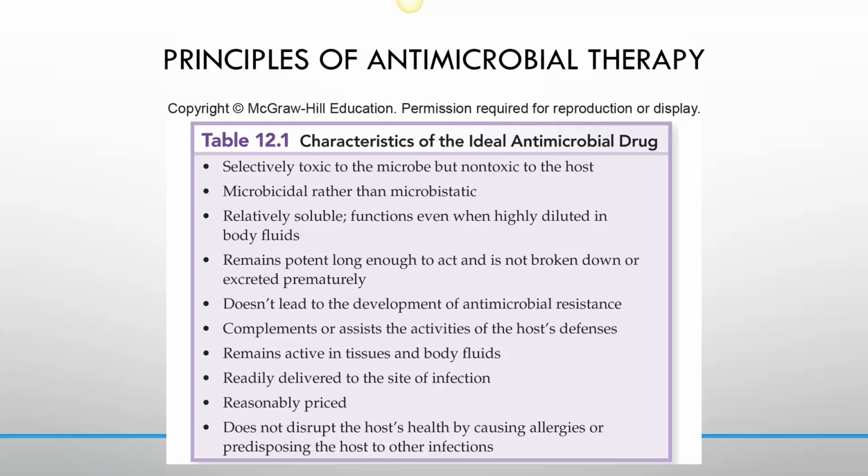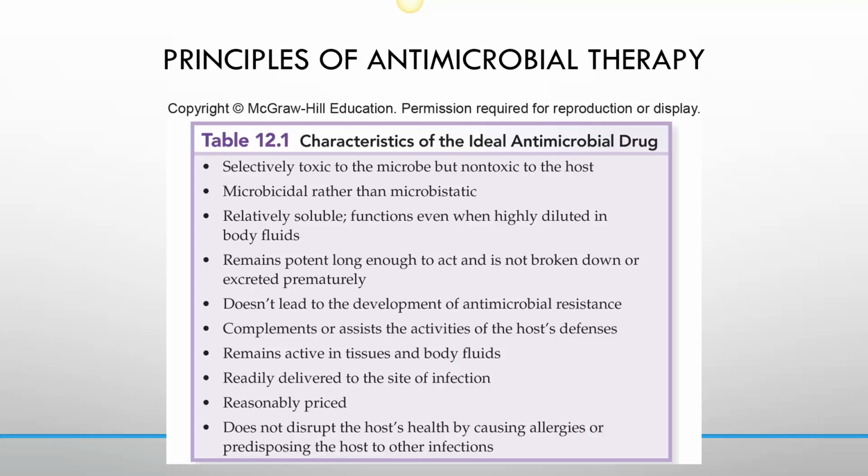Doesn't lead to the development of antimicrobial resistance. There's not one drug out there, to my knowledge today, that one organism in the world is not resistant to. So every drug, there's resistance to it. Complements or assists the activities of the host defenses. So the host defense is the immune system. That's what we're going to talk about next week and then the following week. But we want a drug that works with our immune system.